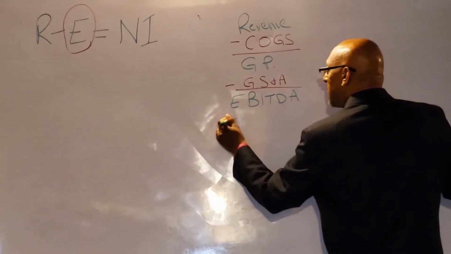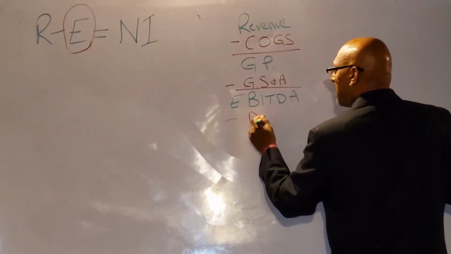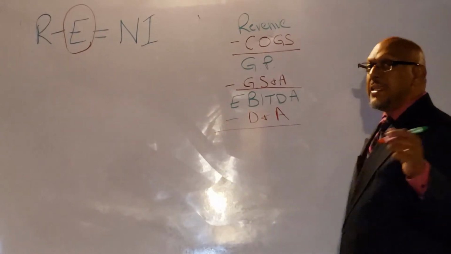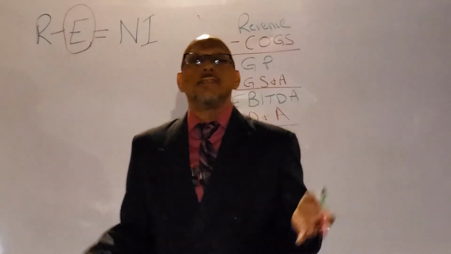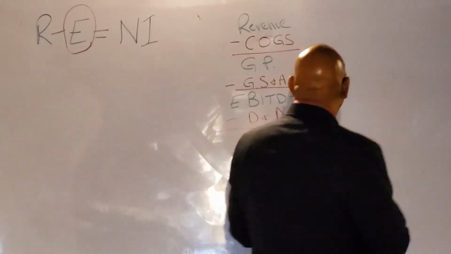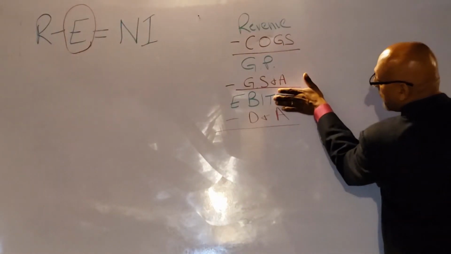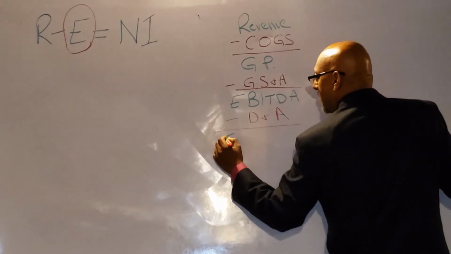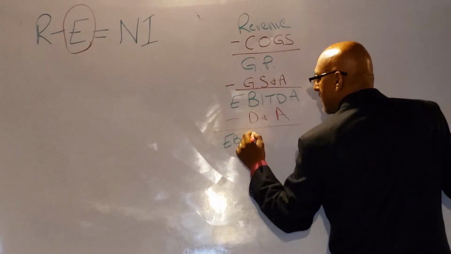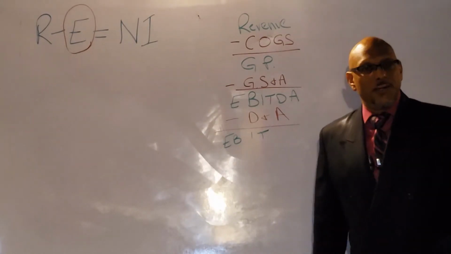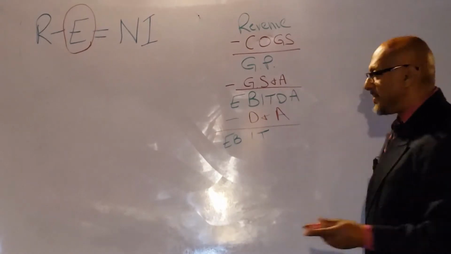The next thing we do is we take out our D&A. No, not DNA. This is not CSI. This is accounting class. It's the D and A. So we're going to subtract out the D&A, and what are we left with? EBIT, which stands for earnings before interest and taxes.